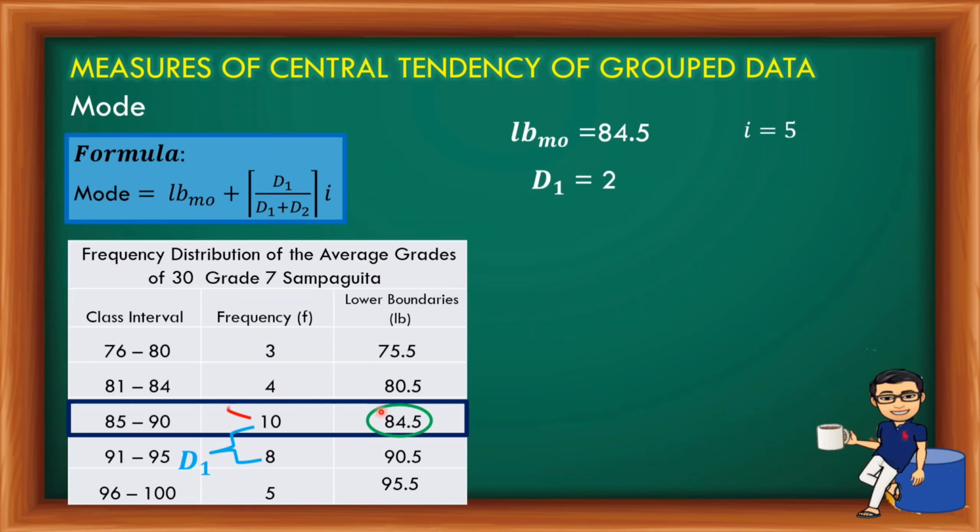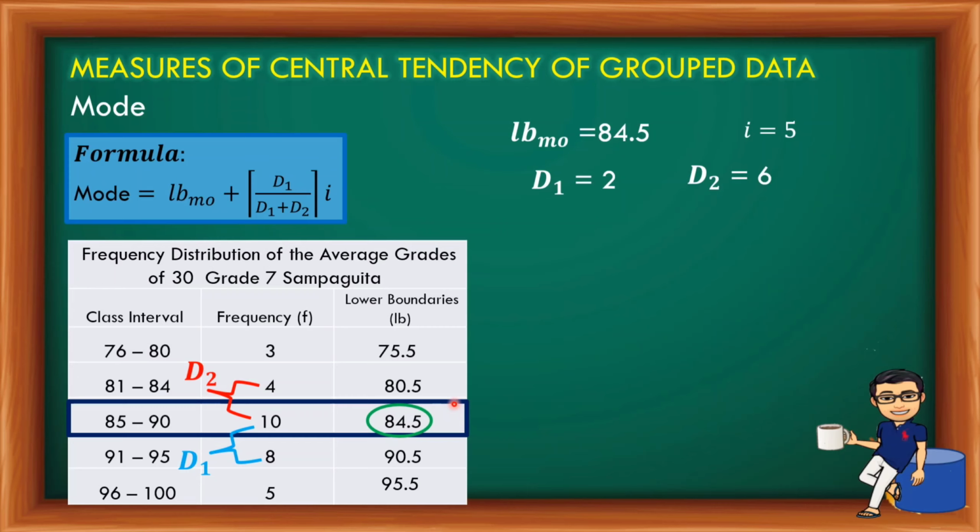Ang d sub 2 naman, ang ima-minus naman natin, again, ay frequency ng modal class minus the next lower frequency. At ito yon, 4. Kaya 10 minus 4, that will be equal to 6. So, ang d sub 2 natin ay 6.